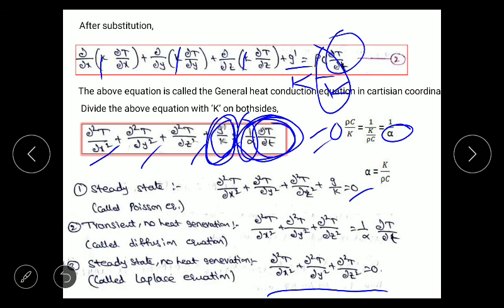So these are the important cases with the respective equation names: the Poisson equation, the first case. The second case is the diffusion equation. The third case is the Laplace equation, which may be helpful in solving problems of respective cases. So this is all about the derivation of the general heat conduction equation in Cartesian coordinates or rectangular coordinates.